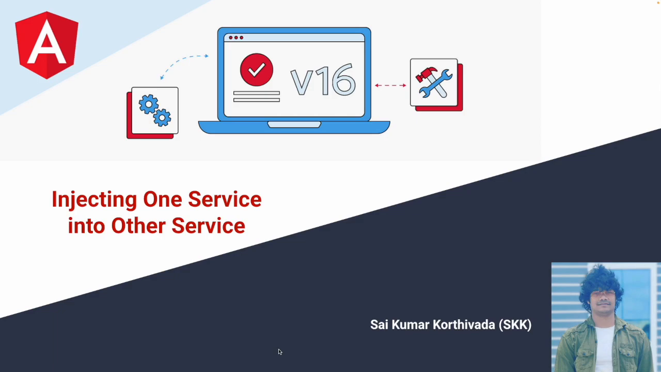For example, if you need some utilities provided by one service in another service, then you need to inject one service into another service. So let me show you with an example where we will be creating one custom service and utilizing one more service, like the router service or the activated route service, which are inbuilt services given by Angular. So let me quickly jump into Visual Studio Code to understand how exactly we can experiment with this.